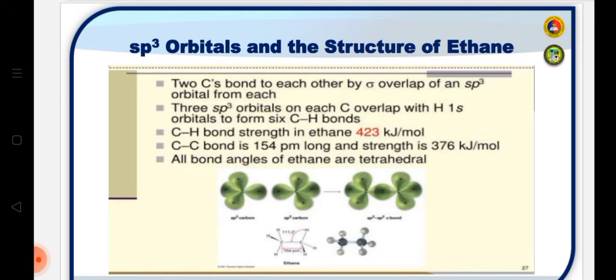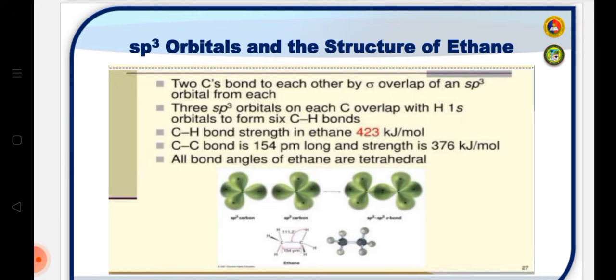So, ang carbon-hydrogen bonds, kina ay bond strength in ethane na 423 kilojoule per mole. So, muna yung bond strength. And then, yung length or bond length is 154 pm or 154 picometer. Okay? And all bond angles of ethane are also tetrahedral. Okay, so another information that I could add is that each carbon is sp3 hybridized. So they form a carbon-carbon sigma bond.